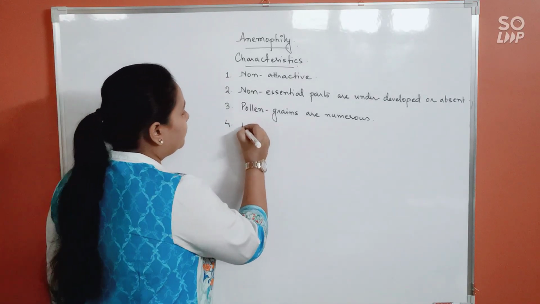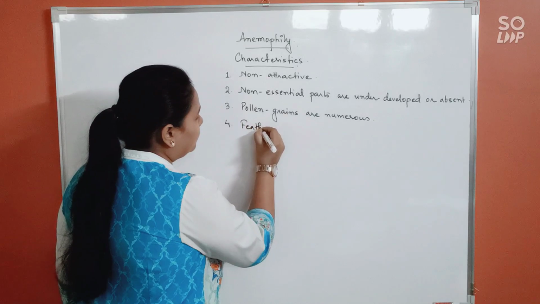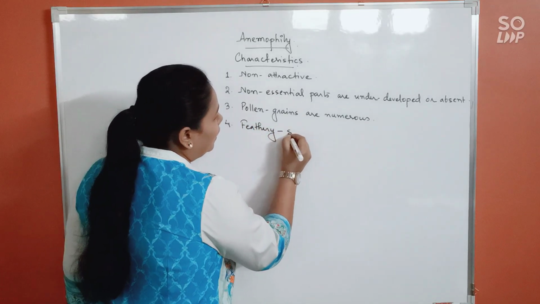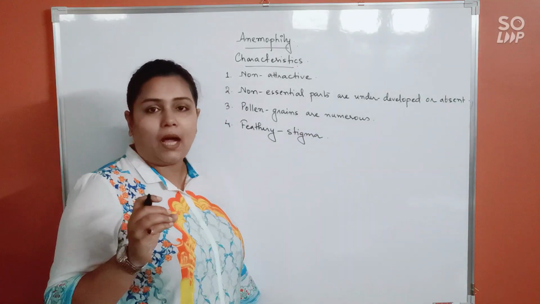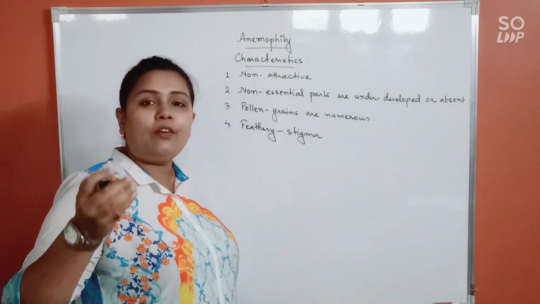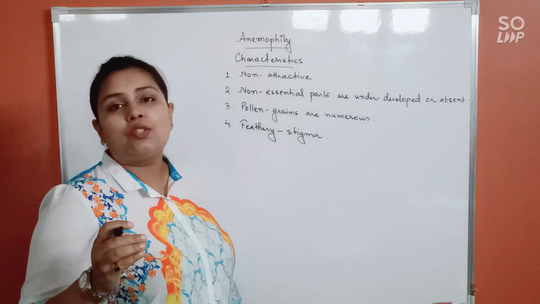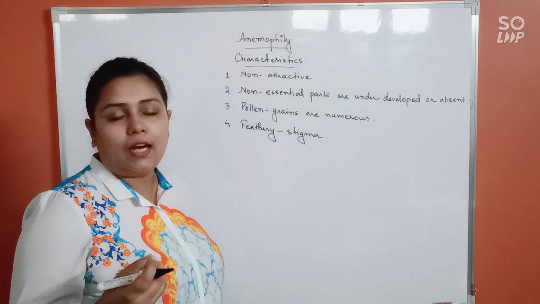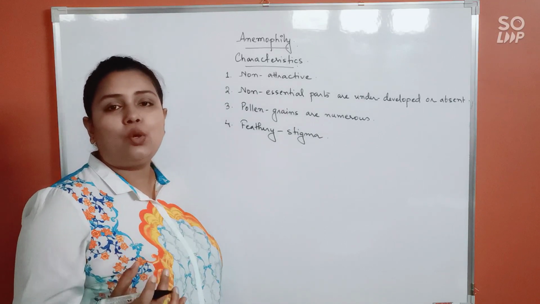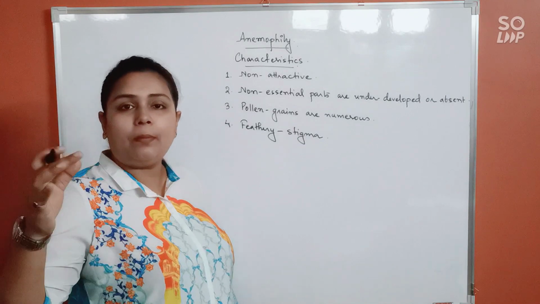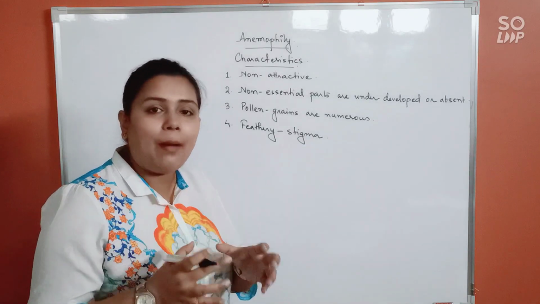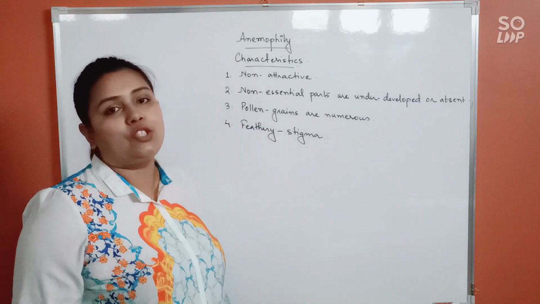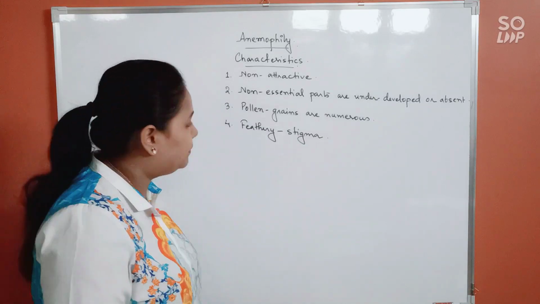Next. Feathery stigma. The stigma is the part of the carpel where the pollen grain will be received, isn't it? So in case of anemophilous flowers, the stigma is feathery, so that when the pollen grains will be brushing against it, maximum number of pollen grains can be entrapped in the stigma. That will increase the chances of fertilization.